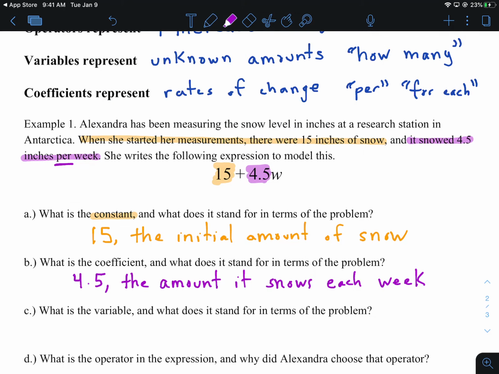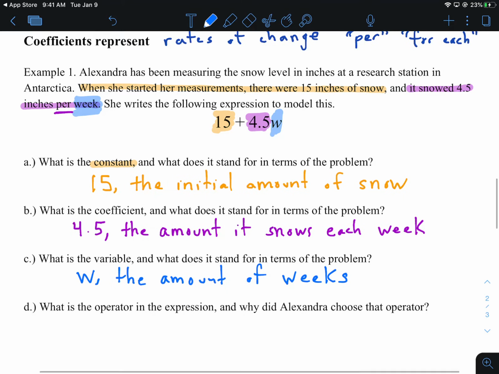Then the variable, so that's our letter. Here's the variable, it's W. And what does it stand for in terms of the problem? Well, variables represent the unknown amount. They tell us how many. So what we don't know here from this situation is how many weeks. So the variable represents the amount of weeks, or we could say how many weeks.